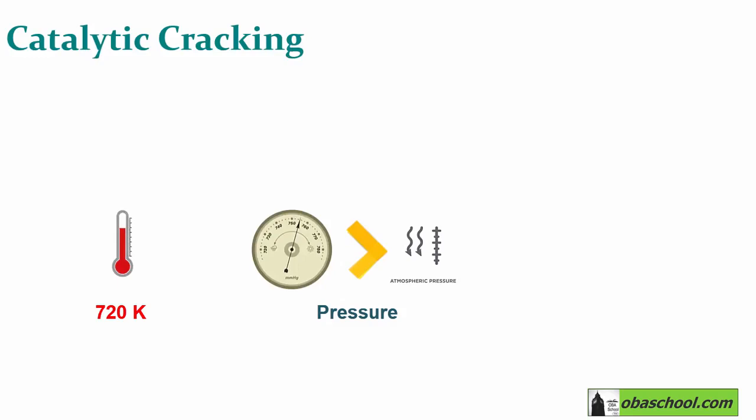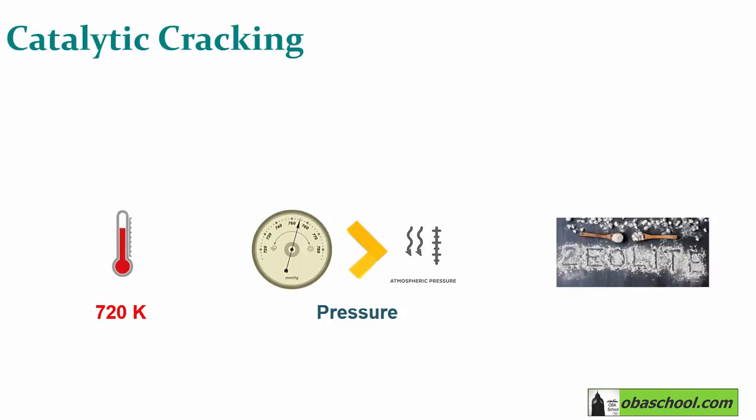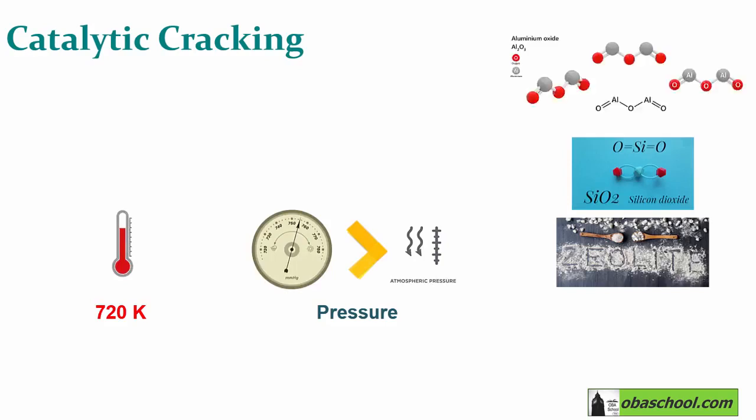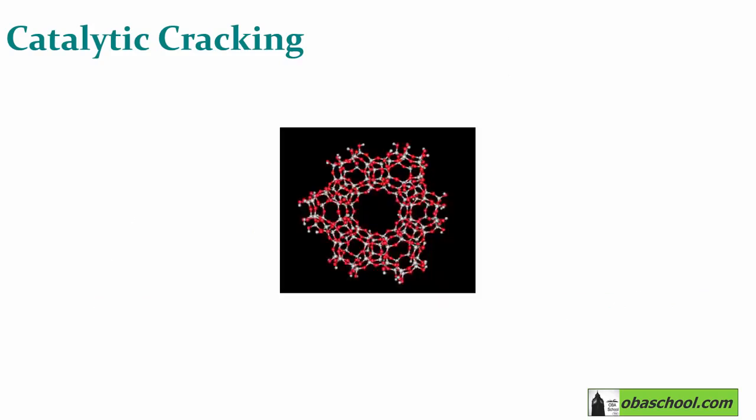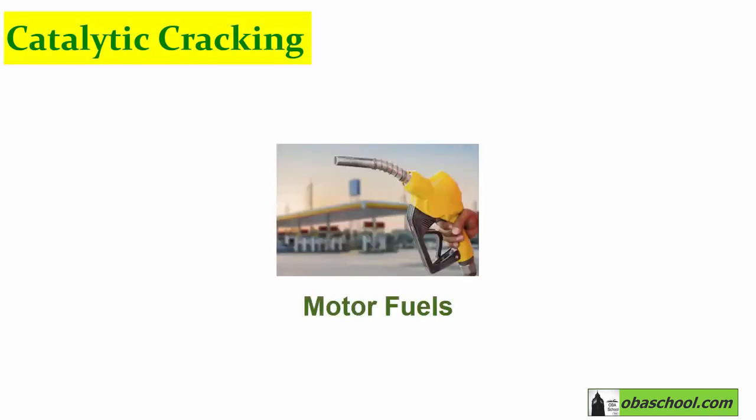Catalytic cracking takes place using a zeolite catalyst, which consists of silicon dioxide and aluminum oxide, so it is called aluminosilicates. Zeolites have a honeycomb structure with an enormous surface area. So because we have an enormous surface area, this will allow the reaction to take place. And they are also acidic. This form of cracking is used mainly to produce motor fuels.